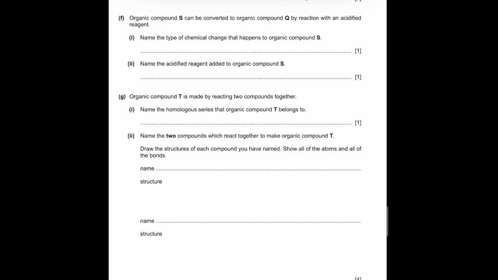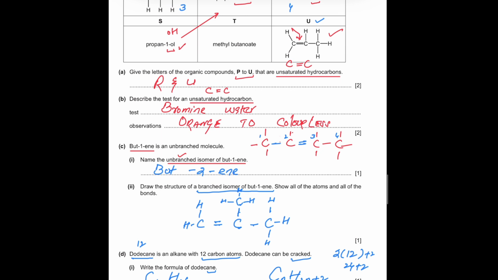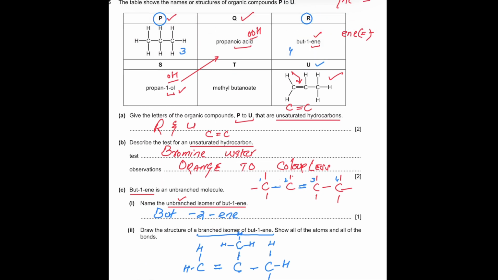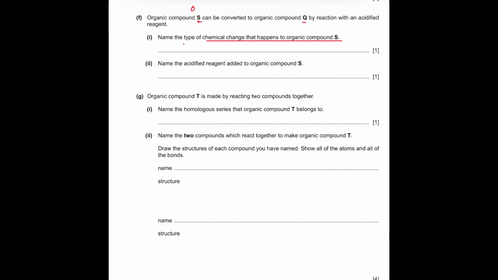Okay, in the next part F, organic compound S can be converted into Q. Name the type of the chemical change that happened to organic compound S. So what is S? S is an alcohol and Q is a carboxylic acid, COOH. So it means that we have to convert an alcohol to carboxylic acid, so we have to add oxygen. Adding oxygen is known as oxidation. So this reaction is known as oxidation reaction.